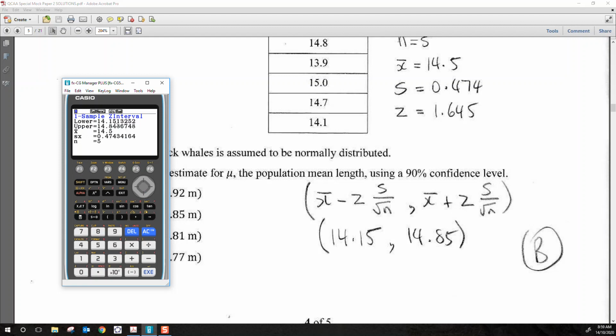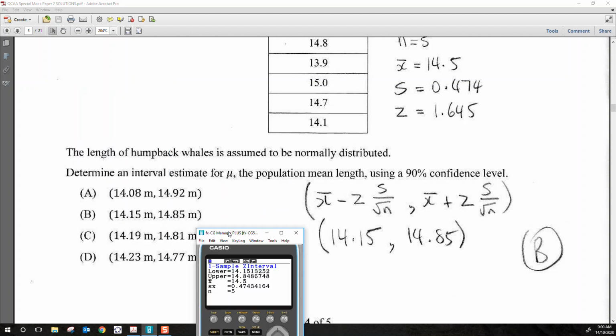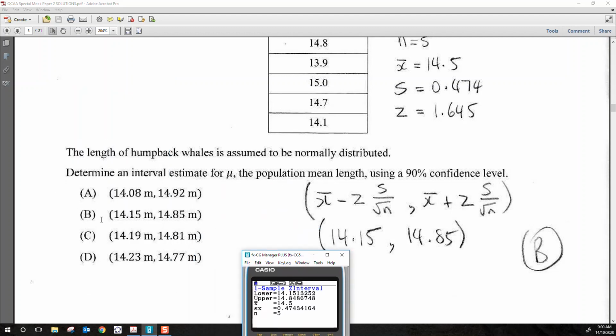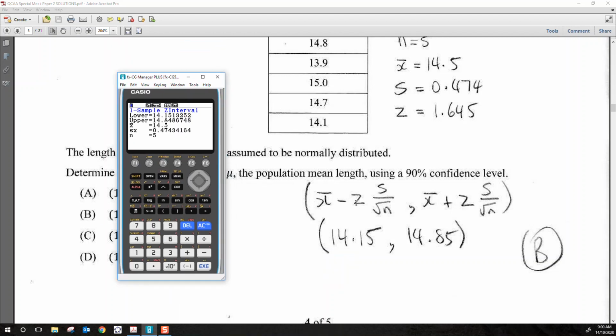So the lower, 14.15, there we are. The upper, 14.85. There's the mean, there's the standard deviation, there's the number. Perfect. So that's my confidence interval. And which one did that match? That matched option B. Now, of course, you could have used the normal distribution to get the Z-score and then plugged the numbers into the formula. But the calculator has that capacity for you. It saves on typing mistakes.